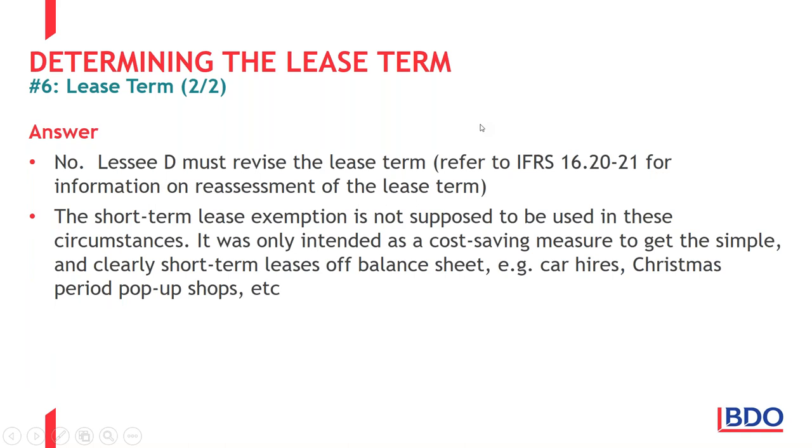That short-term lease exemption will only apply if you, right from the start, only enter into a lease for less than 12 months. If you had a lease term with extension options and you change your assessment on whether you'll exercise extension options or not, it's a reassessment of the lease term and you can't use the short-term lease exemption. So the short-term lease exemption is not supposed to be used in these circumstances.